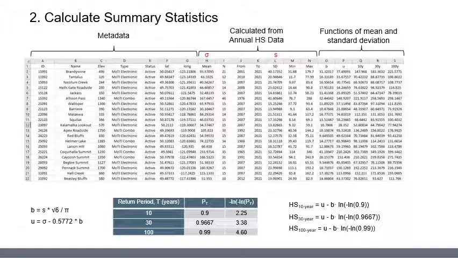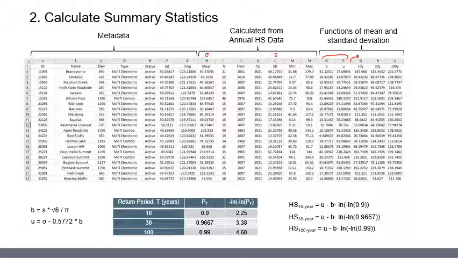So we have our original metadata, A to G. Then we have our 7 fields here, which are calculated from the pivot table. Once we have those calculated, we now know the mean and the standard deviation, and we use those values to calculate B and U here, and B and U are then used to calculate the following 3 10, 30, and 100-year values for each station.